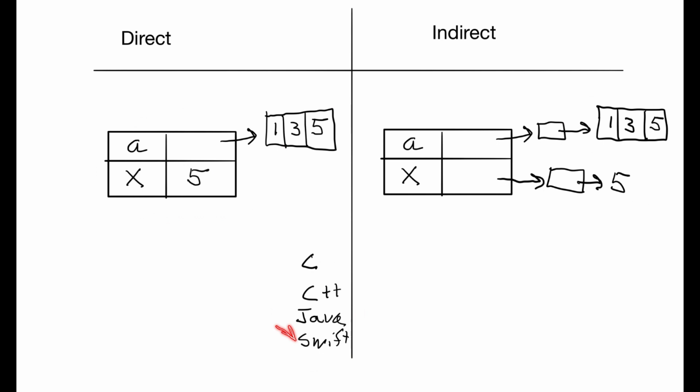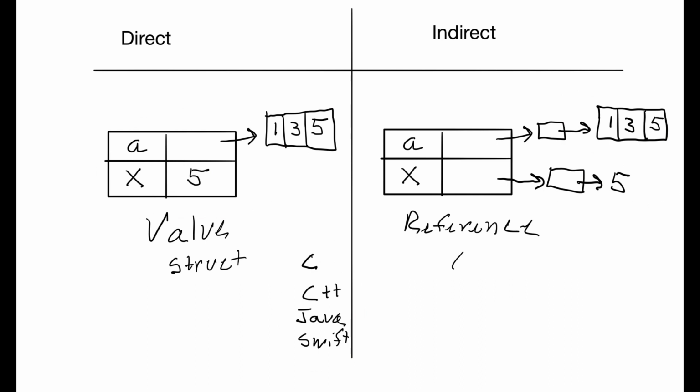In Swift, they have value data types, which basically means we're going to store the data directly, and then they have reference data types, which means that we're going to store the data indirectly. So structs are value data types, and they store that stuff on the stack directly, versus classes, which are reference data types, and they store that indirectly.